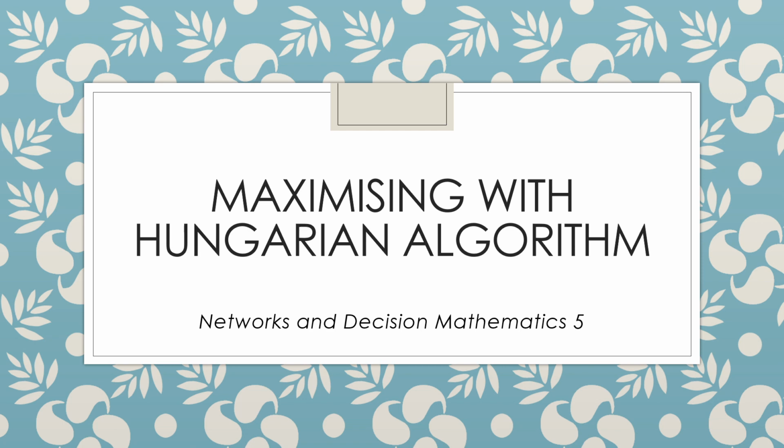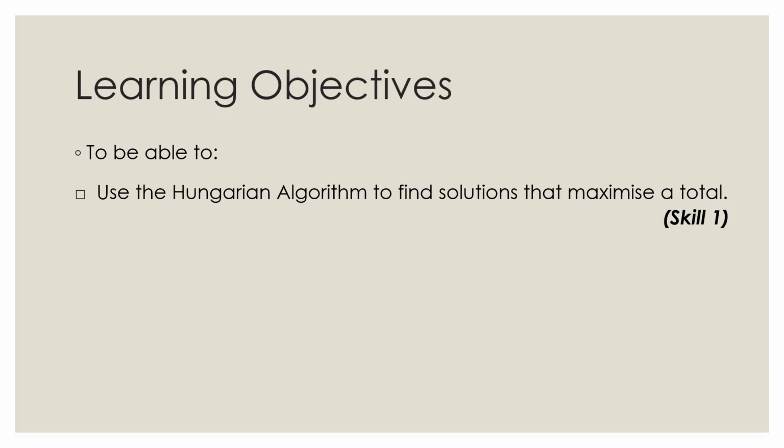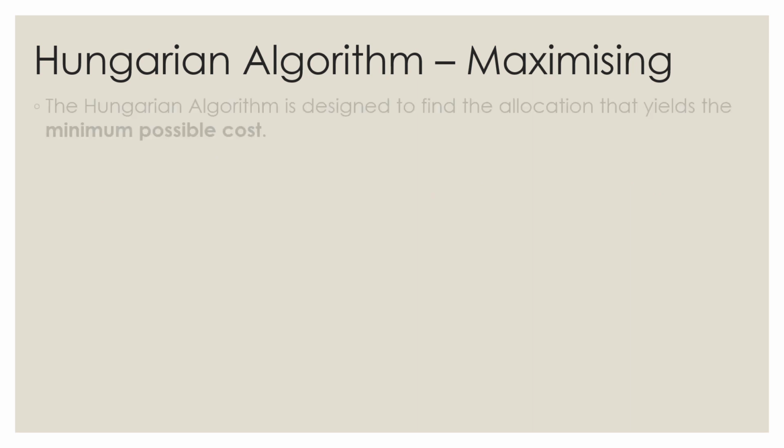Okay, this is lesson 5, Hungarian Algorithm, but now we're going to be looking at maximizing. This lesson should be pretty quick, because there's only one extra step that we need to add in at the start. Okay, let's get started. Today is all about maximizing, so we'll talk about this extra step that we need to add in.